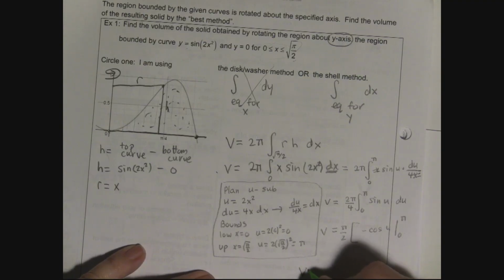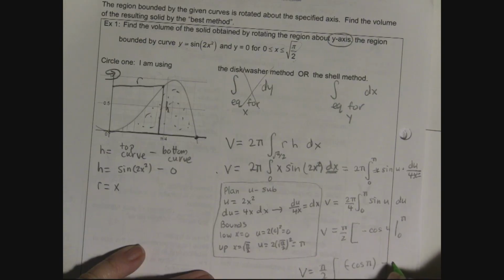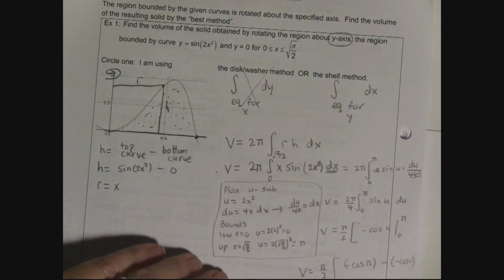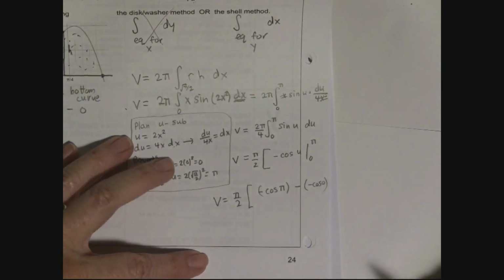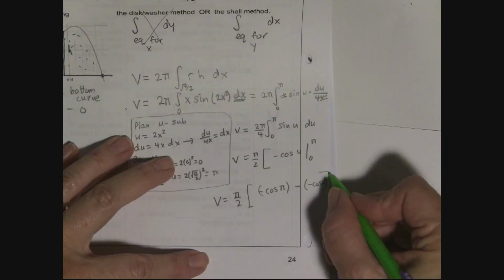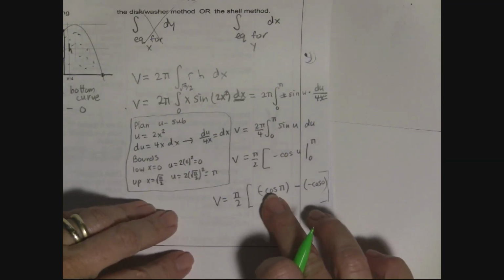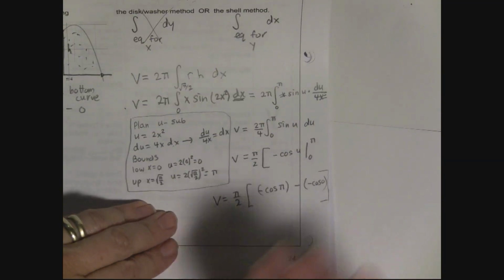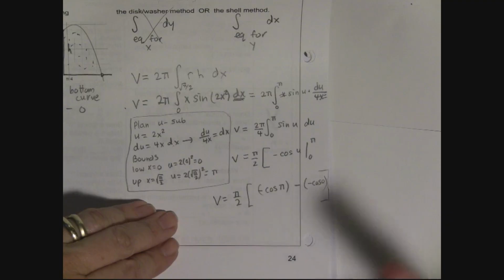And so v equals pi over 2. And then I'm going to have my upper bound, which is negative cosine of pi, minus my lower bound, which is negative cosine of 0, barely fitting there. And I'm all cramped up trying to get this even so that you can see it. And the cosine right here is negative 1. And then negative 1 times negative 1, negative times a negative is a positive.